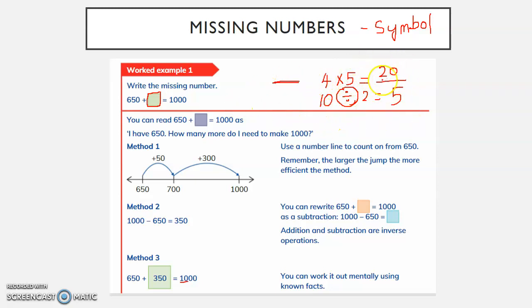So anywhere we can have missing numbers, or a missing arithmetic operation, or anything can come. It is all represented using a symbol. So I hope it is clear.